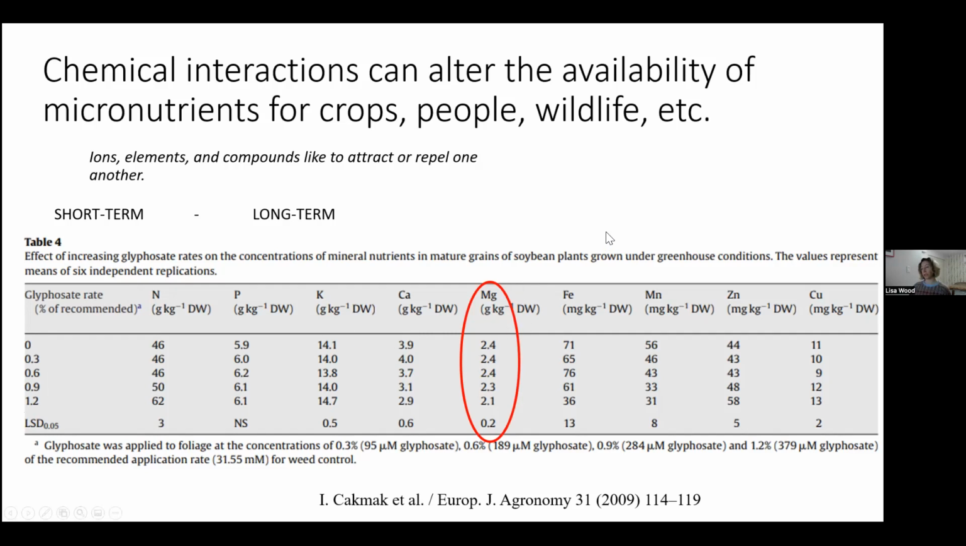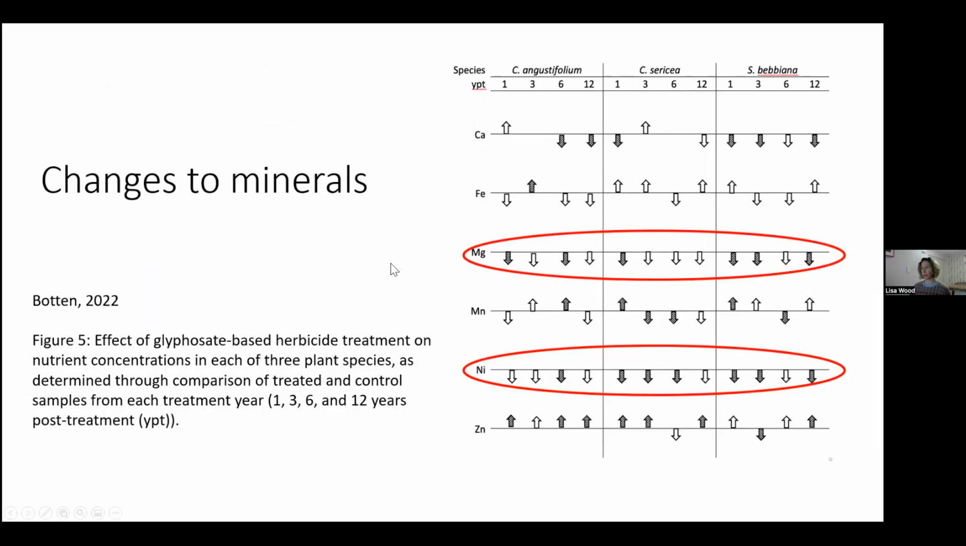Based on the trends we had seen, or the minerals and metals that were important in previous studies, one of my students, Nicole Botten, who has since completed her thesis, also decided to investigate some of these minerals, but in operational spaces in our forests. In 2022, she produced a thesis, which is yet to be published. But she found a similar trend in magnesium to what Cakmak found across plants. In fireweed, red osier dogwood, and willow, we see a consistent decrease in the amount of magnesium, and this is up to 12 years after applications take place.